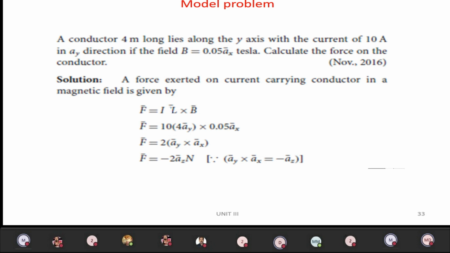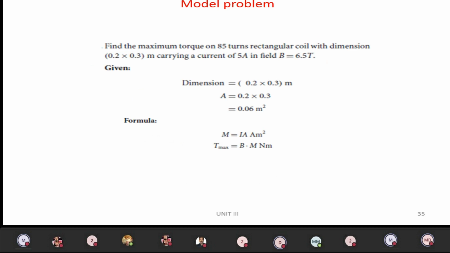Here T max equals B into M, where M equals IA. The I value is the current given in the question, and the area is given as 0.2 cross 0.3, which is 0.06. So T max equals MB.